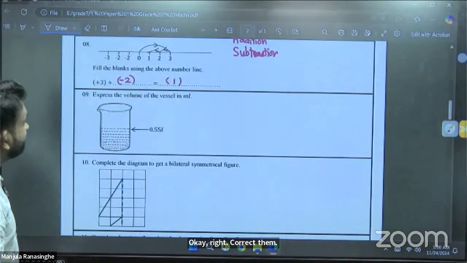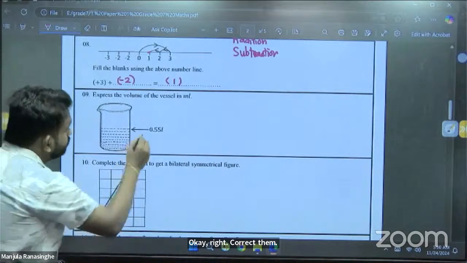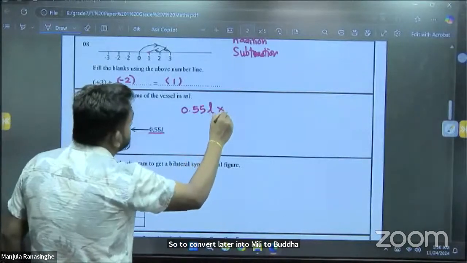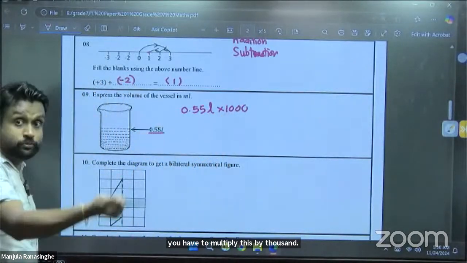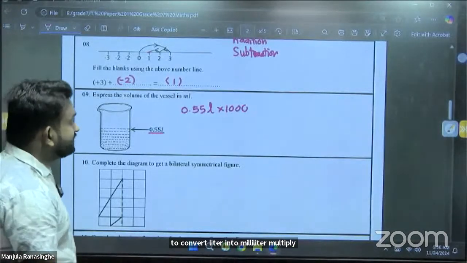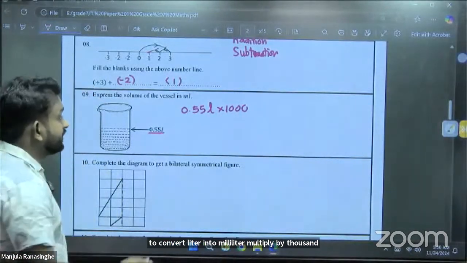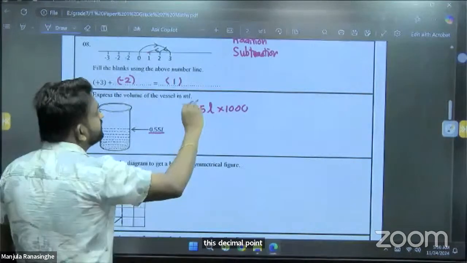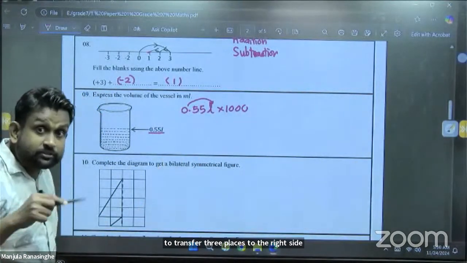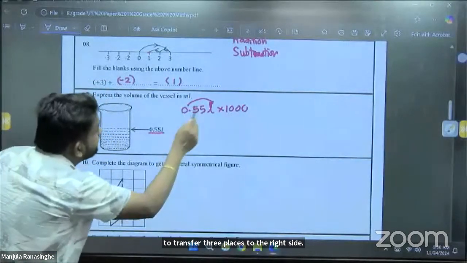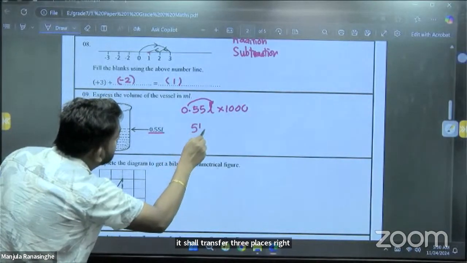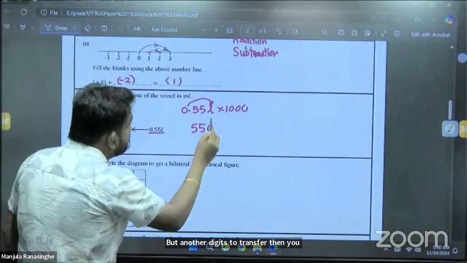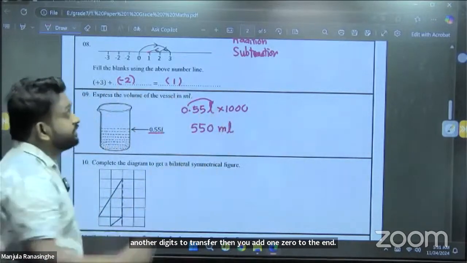Express the volume of the vessel in milliliters. To convert liters into milliliters, you have to multiply by 1000. When a decimal is multiplied by 1000, the decimal point transfers 3 places to the right side. Here 2 places transfer, giving 55, but another digit is needed, so you add 0 to the end. Then it becomes 550 milliliters.